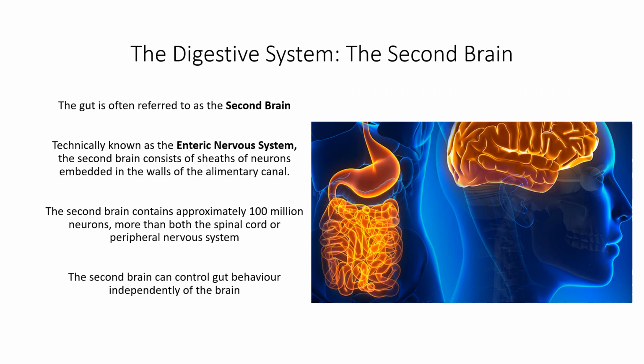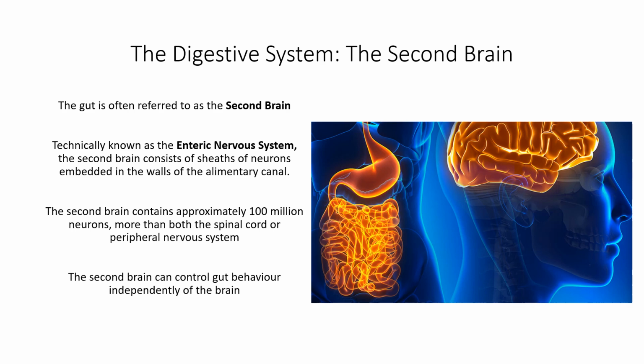The second brain. Now, this isn't something that is part of the curriculum to pass your course. However, it is definitely something that will serve you use when learning further about nutrition in level 3 and in your personal training career. So, the gut itself is often referred to as the second brain. Technically, this is known as the enteric nervous system, and it consists of sheaths of neurons embedded in the walls of the alimentary canal. When looking at scale, the second brain contains approximately 100 million neurons, and this is more than both the spinal cord or the peripheral nervous system.